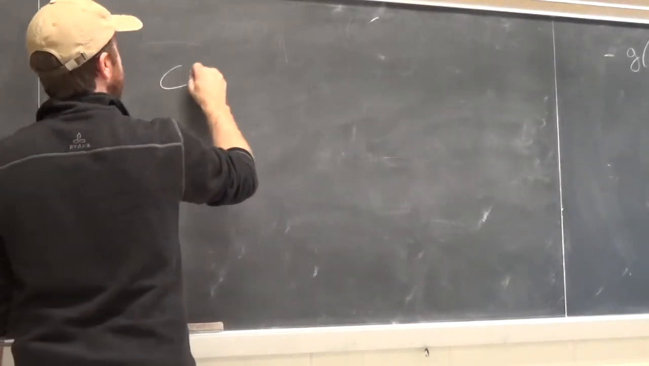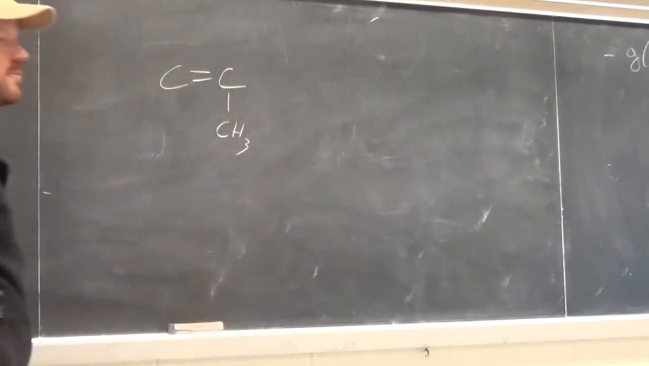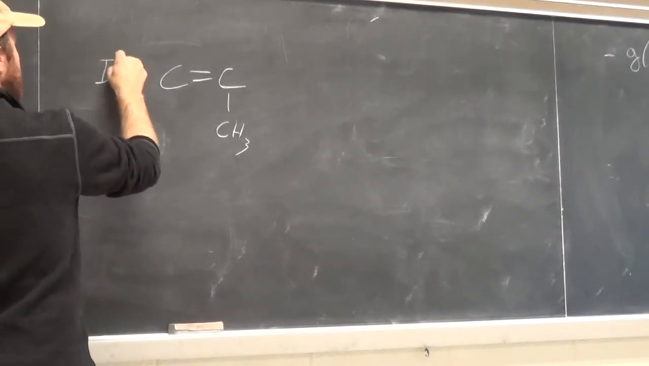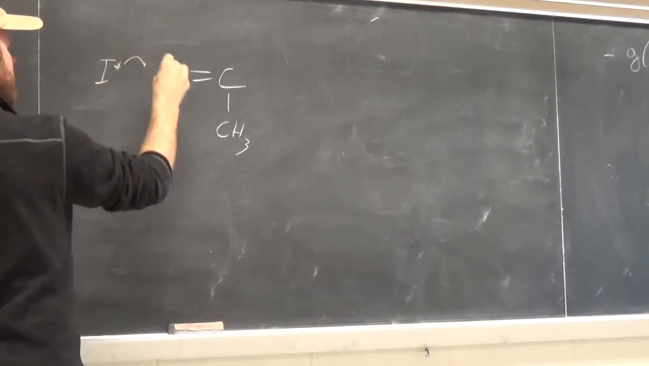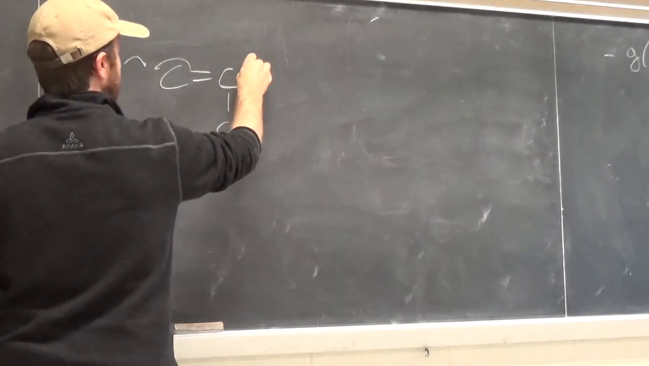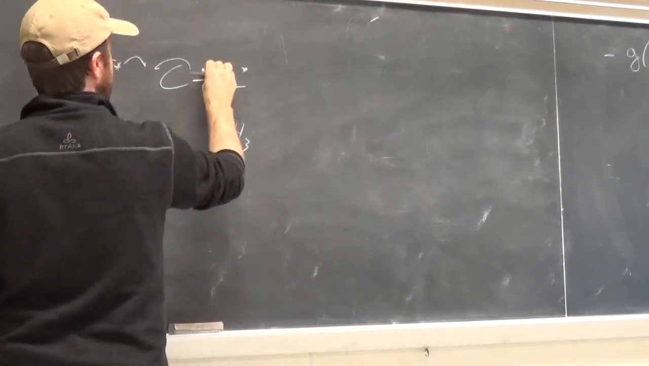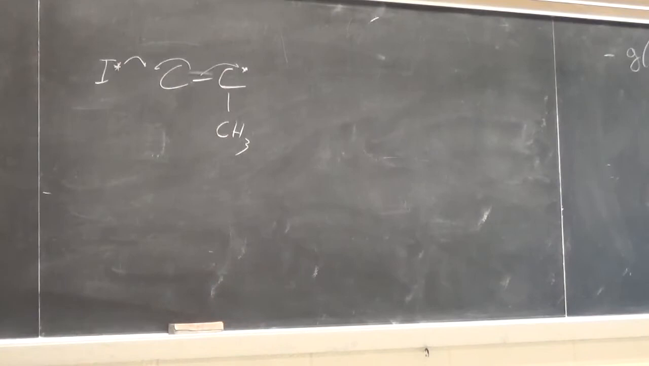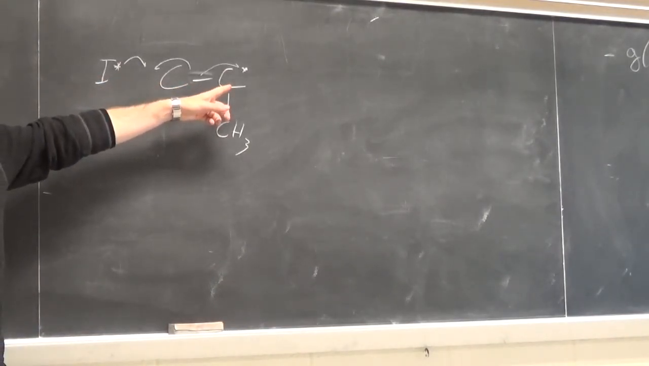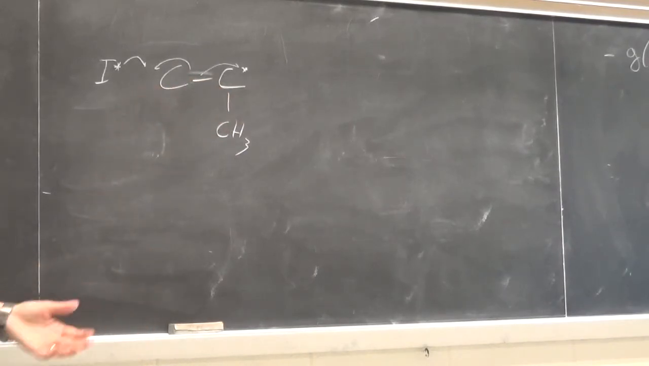So if we have propylene, right? We have an initiator here. We're going to form this, and we're going to form our reactive species right here. So this is a secondary radical, right? So it has some moderate stability. It's better than a primary.